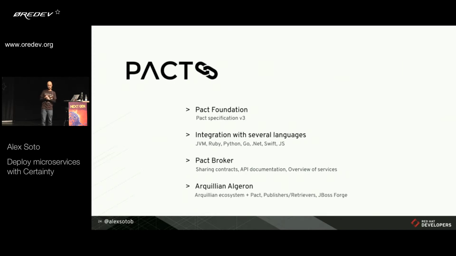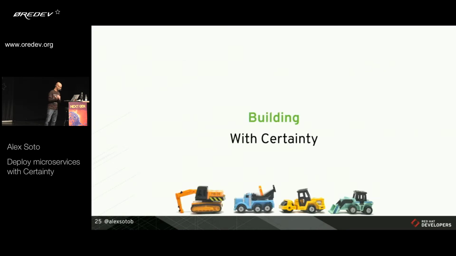And finally, Pact integrates with the Arquillian algorithm. It means that Arquillian is like a testing middleware, and everything that is possible with Arquillian is also possible with Pact. And it also provides some publishers and retrievers that are not implemented in Pact itself. And finally, it integrates with Forge, which is like a code generation scaffolding thing. So let's see an example of this.